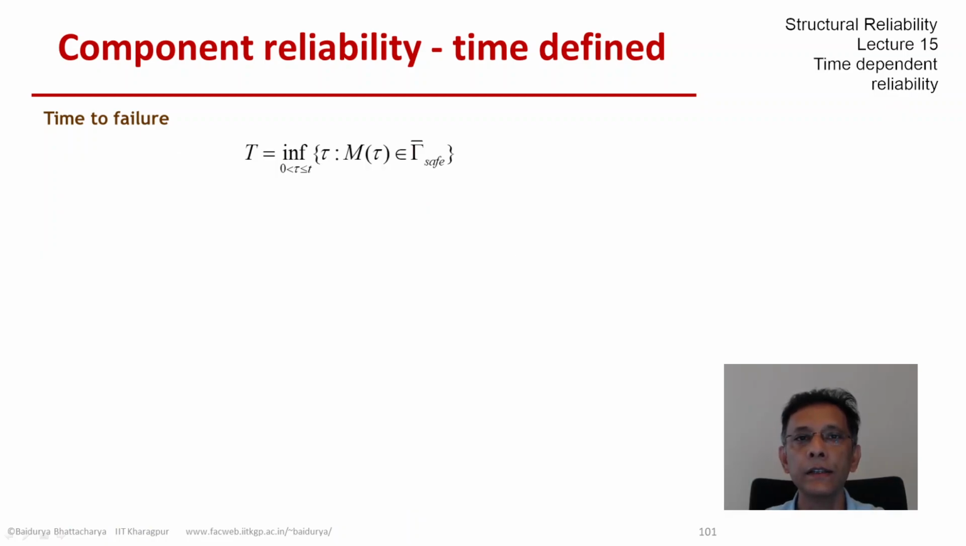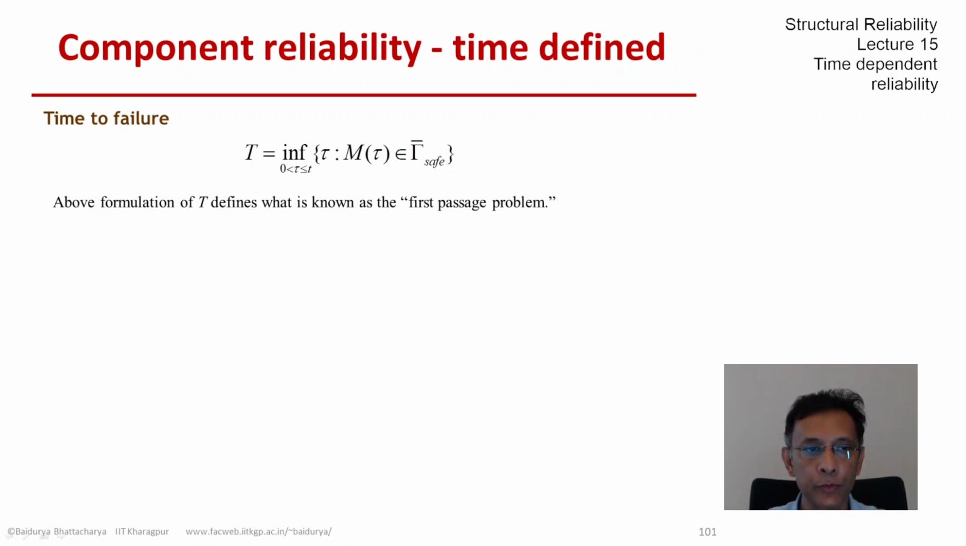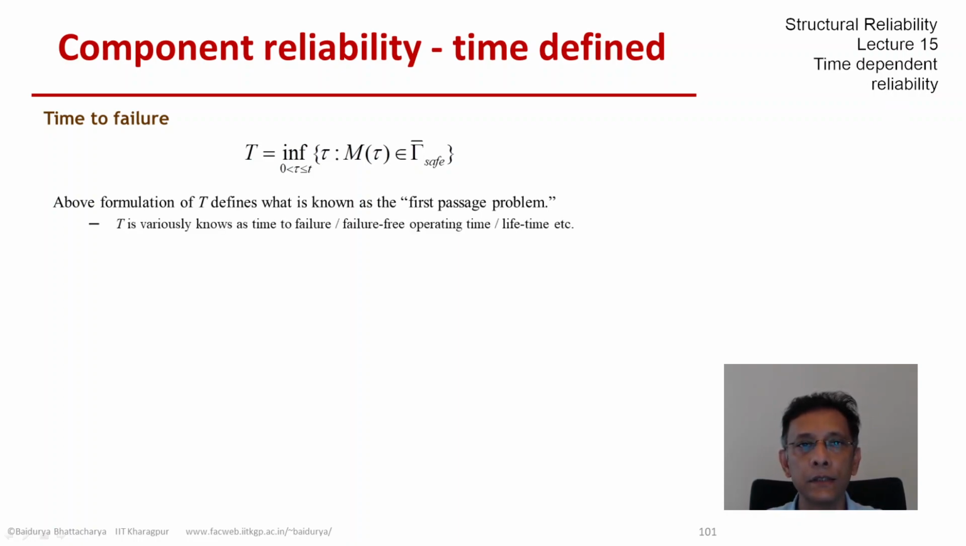And in general, this comes under the class of problems known as first passage problems, and this t, this first passage time, is variously known as time to failure, failure free operating time, lifetime, etc. And for reasons that we have discussed several times, t is a random variable.